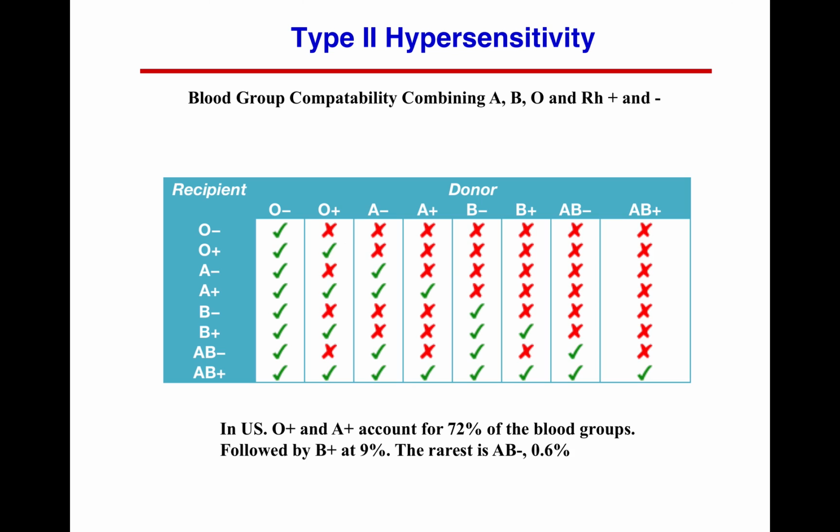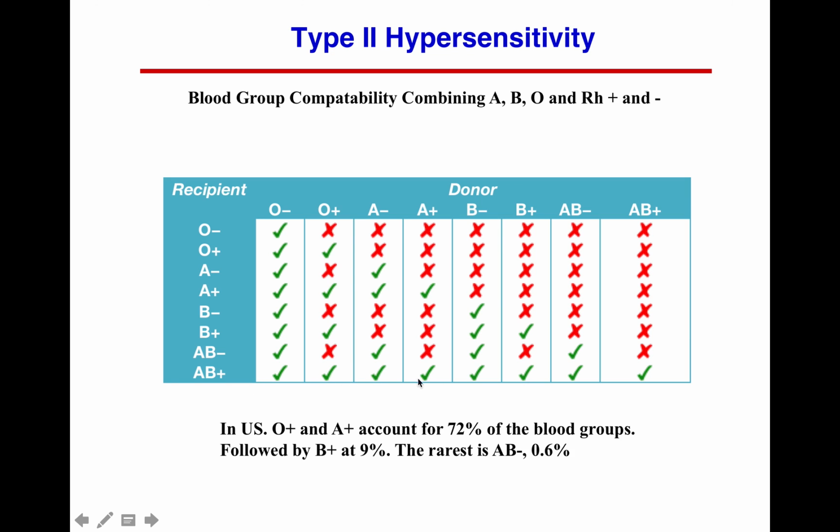Now if we combine A, B, O, and RH positive, RH negative, that's how we get O negative, O positive, A negative blood. This just expands it, and so O negative doesn't have any of the antigens, and again, is the universal donor. It can be donated to any of these blood groups. It doesn't have any of the antigens, and so none of these could potentially react.